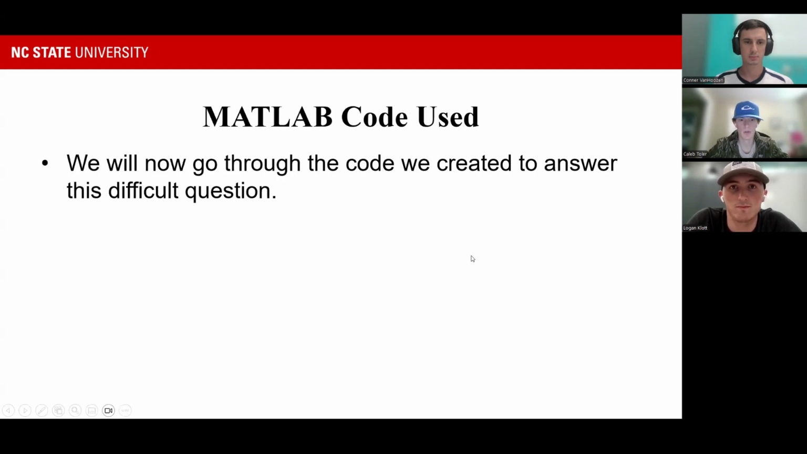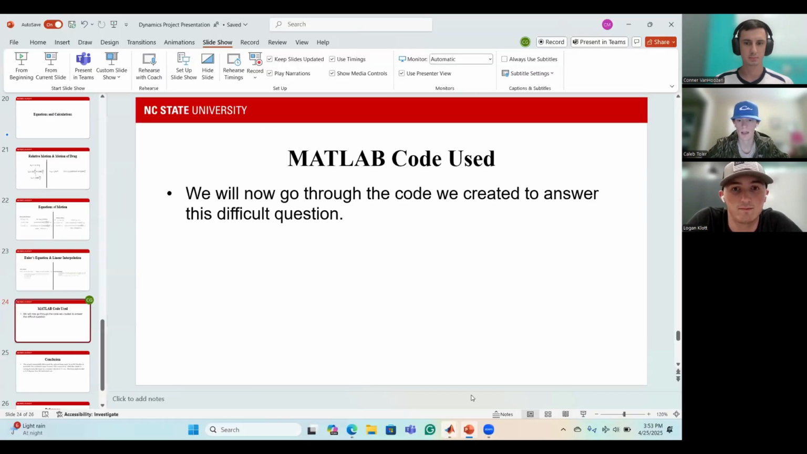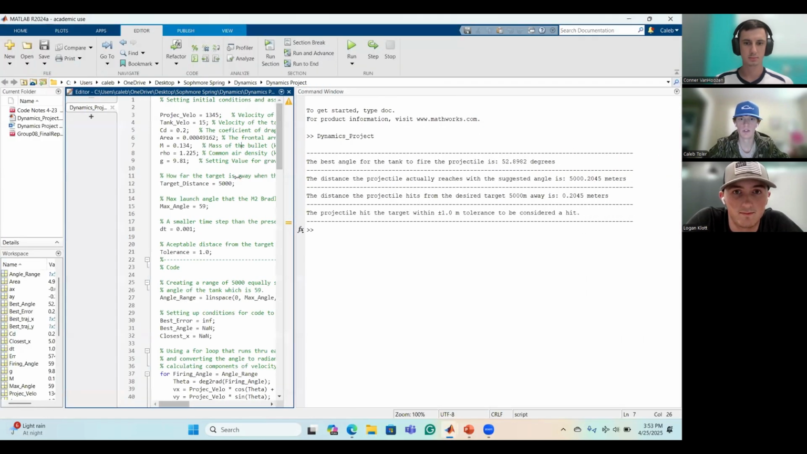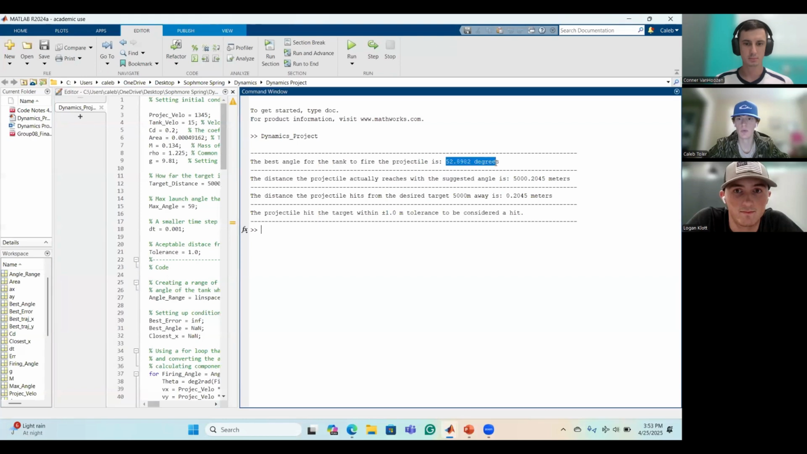Some of the MATLAB code that we used, I'll go over to MATLAB. When you run the code, it's going to output the best angle, which is roughly 52.9 degrees. The projectile actually hits 5,000.2 meters away, which is 0.2 meters away from our intended target. But because it fell within the 1 meter tolerance that we set, we consider it to be a hit.